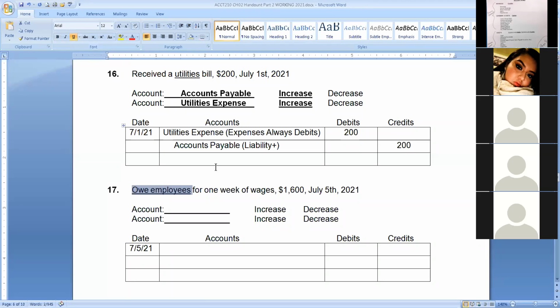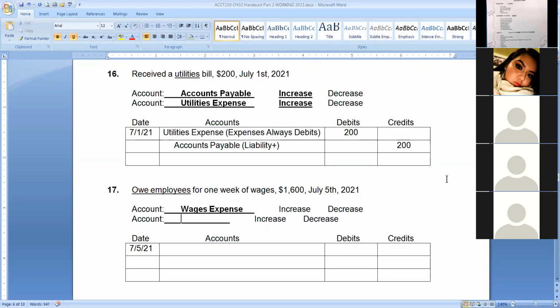Let's take the first one. Owe employees. What is it when you owe somebody? What kind of account? Wages expense. Wages expense will certainly be one of them. And here's the cool thing about expenses and revenues too: if expenses are always debits, when you figure out that something is an expense, the journal entry is going to be a debit, which is going to be a credit, right? As long as you get the other account right.